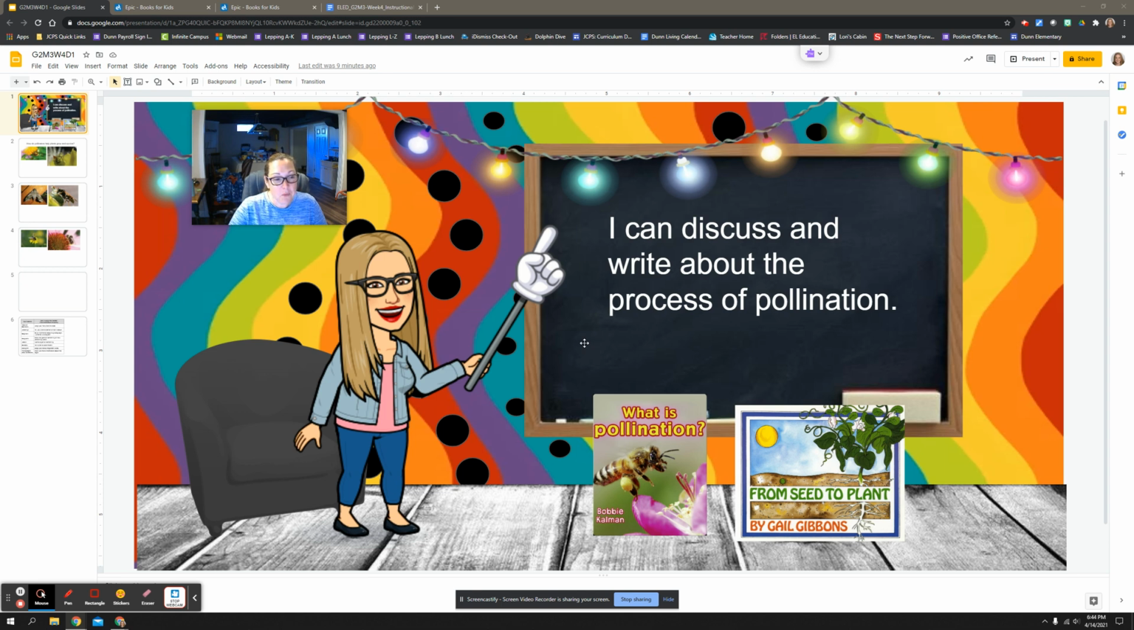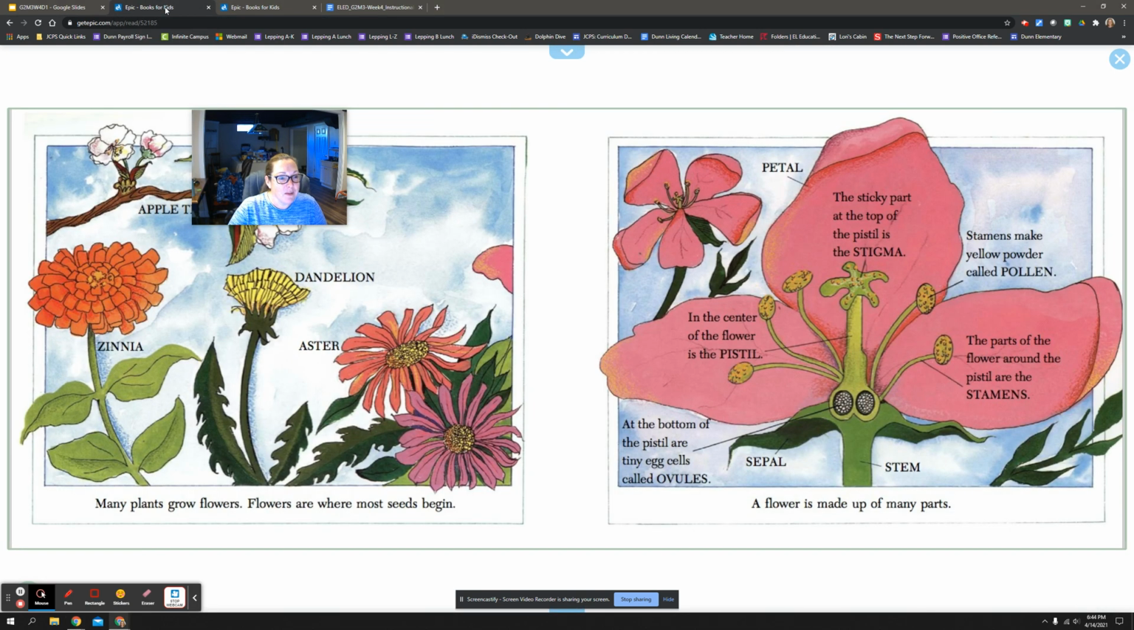So the first thing I want to do is look at a little bit of information that we already read in this book, From Seed to Plant. And remember, this book's on Epic. I was just looking at this page right here from this book, showing some different parts of the flower. Because when we're talking about pollination, the pollen has to come from somewhere, right? The pollen has to come from inside the flower. So let's look at a couple of these parts here.